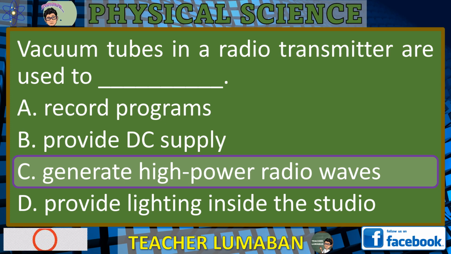Explanation: vacuum tubes, also known as electron tubes or valves, were commonly used in older radio transmitters for generating and amplifying high-power radio waves. These vacuum tubes, such as triodes, tetrodes, and pentodes, allowed for the controlled flow of electrons and the conversion of electrical signals into radio frequency waves.